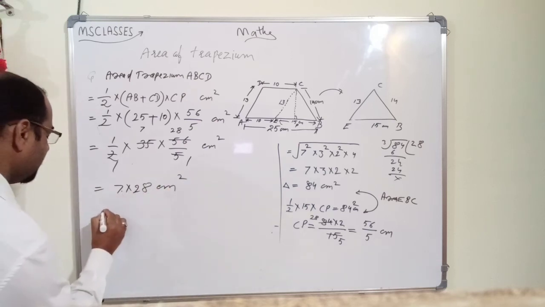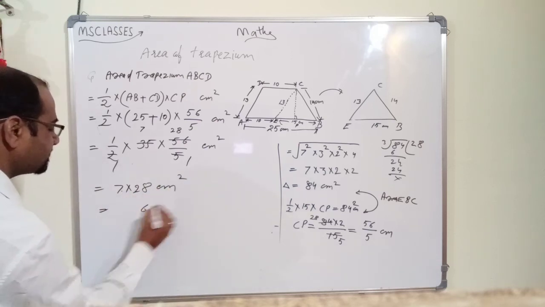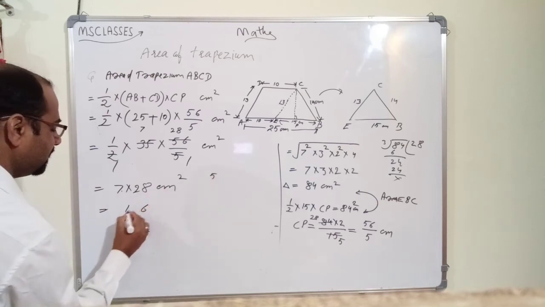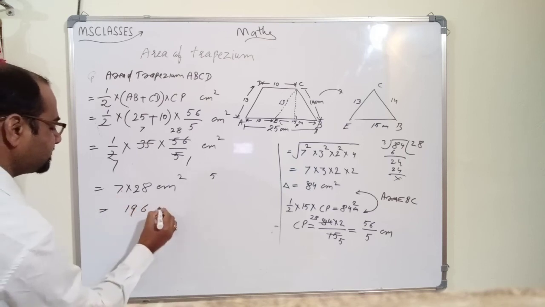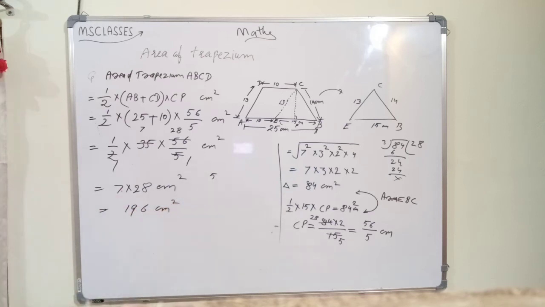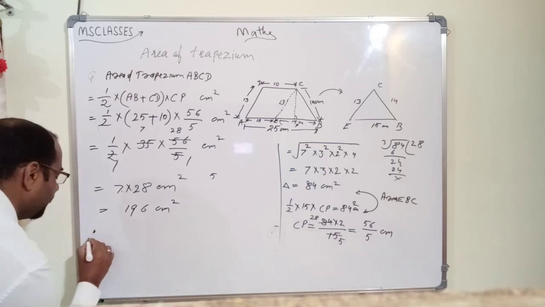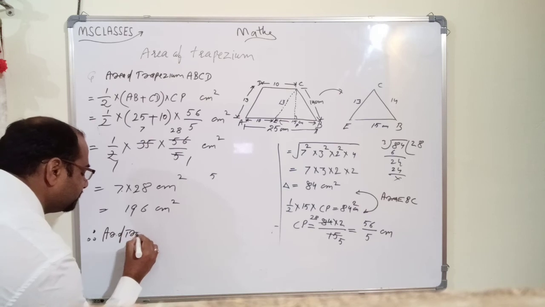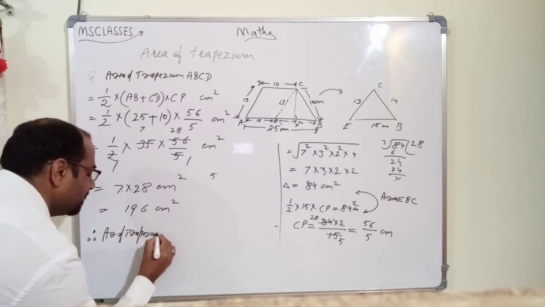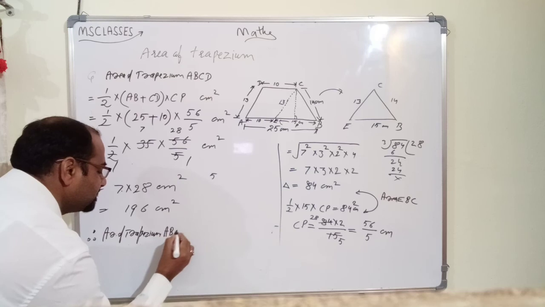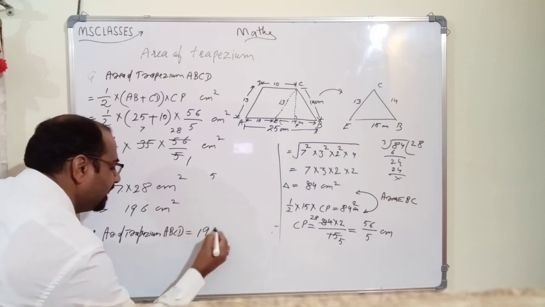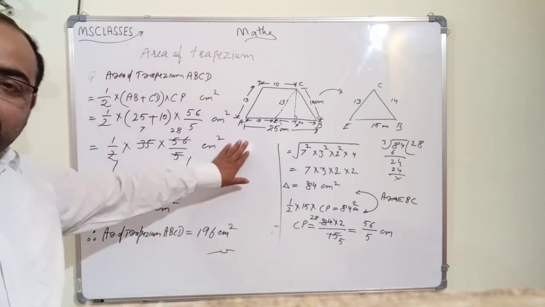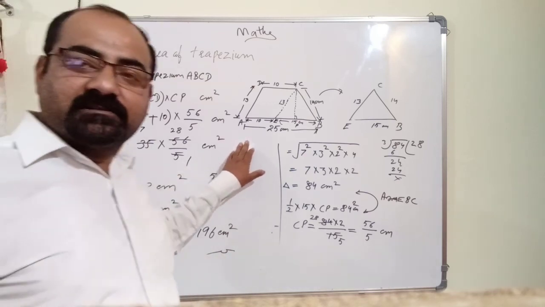So 8 7s are 56. This is 196 centimeter square. So guys, therefore the area of trapezium ABCD is equal to 196 centimeter square. So guys, this is a very important question for class 8 students.